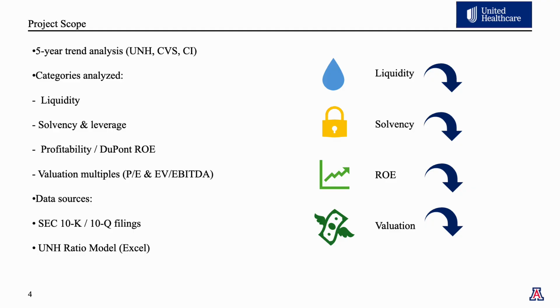And then finally, I linked the results to valuation. If UNH is consistently producing higher returns with less leverage, the question definitely becomes, does the market reward that with a valuation premium or discount, which we'll also look at later. And the structure of the presentation moving forward will follow the order of liquidity, solvency, profitability, and finally valuation and risks.